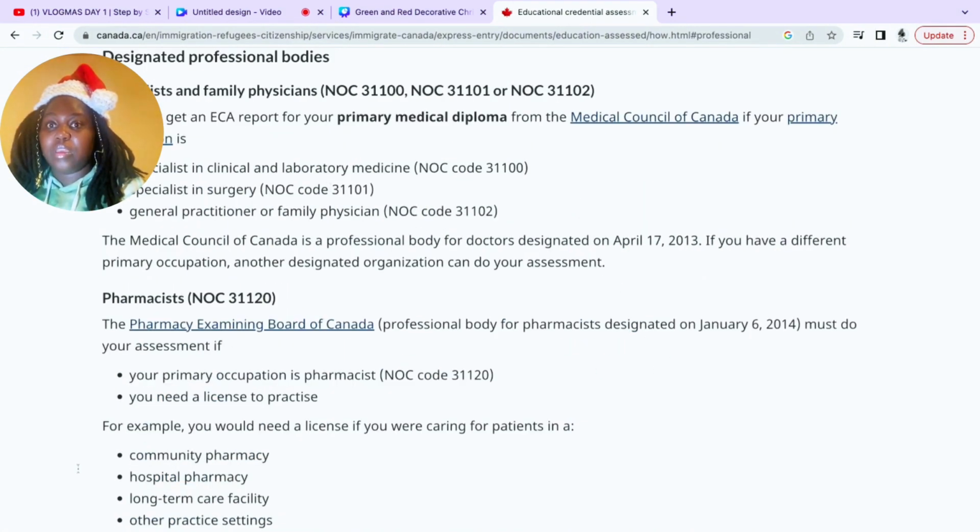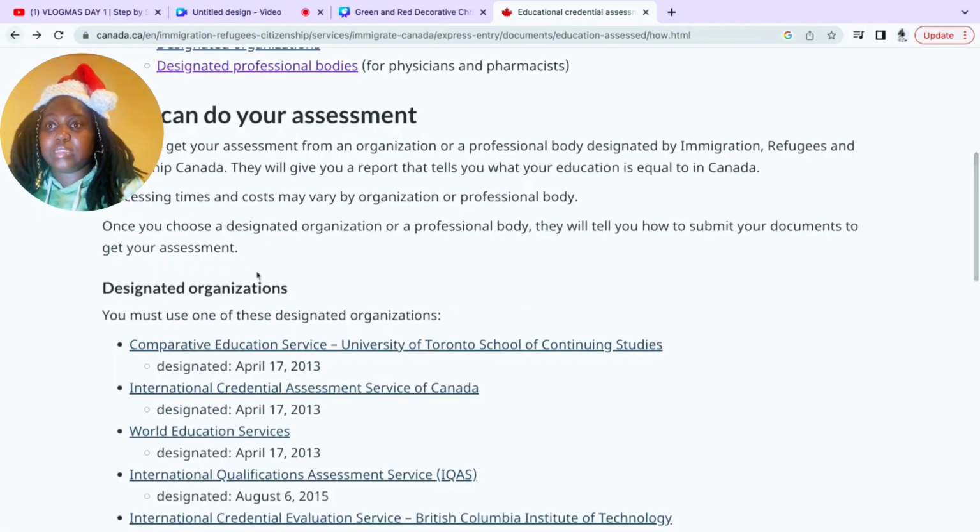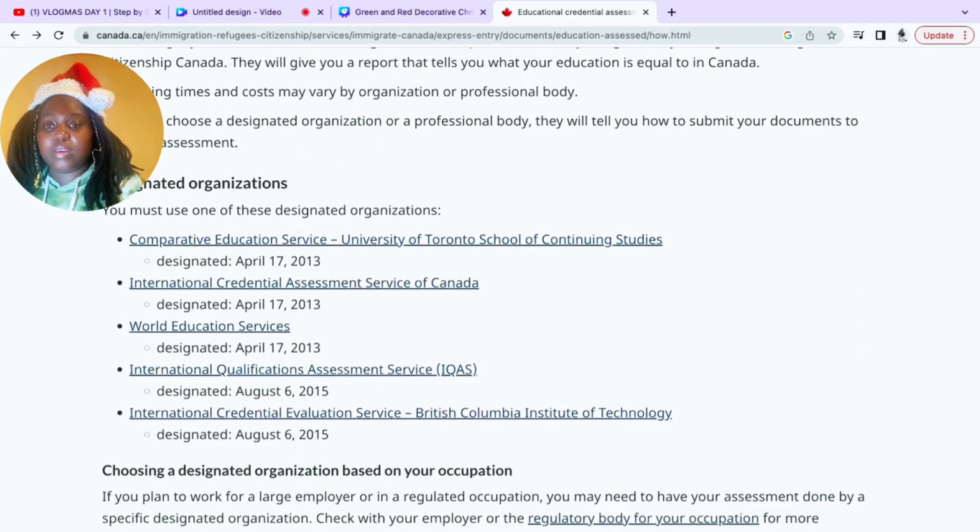They have other bodies, like the Medical Council of Canada, which is the one that does it for physicians. It's also different for pharmacists because these are regulated professionals. But if you're just a regular John Paul, like myself, then you're going to need to use one of these five.